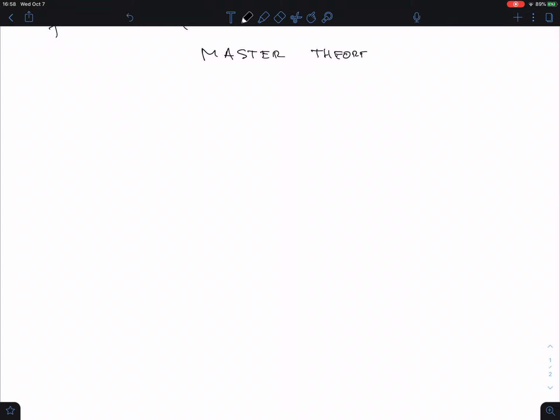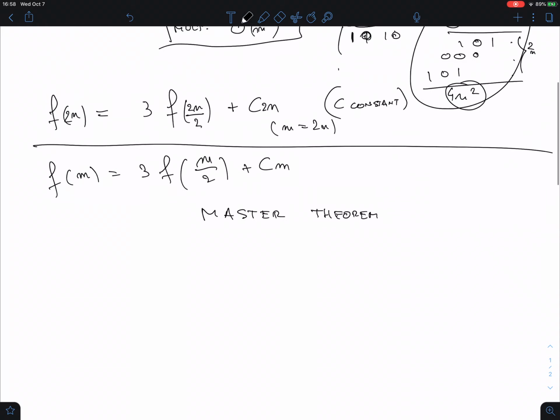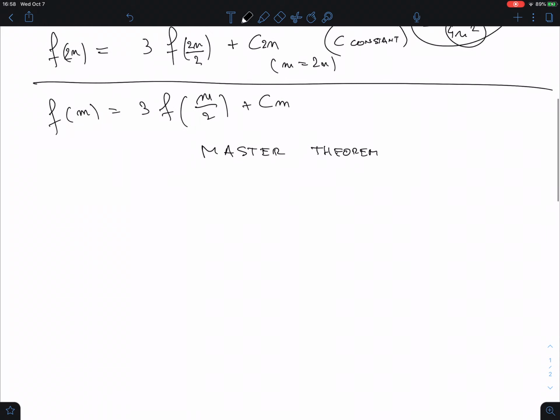It's called like that because it kind of covers all possible cases. Well, first of all, how does a general case look? A general case that we will be interested in is where the recurrence relation is of this form. And so we have three constants here, A, B, and D.